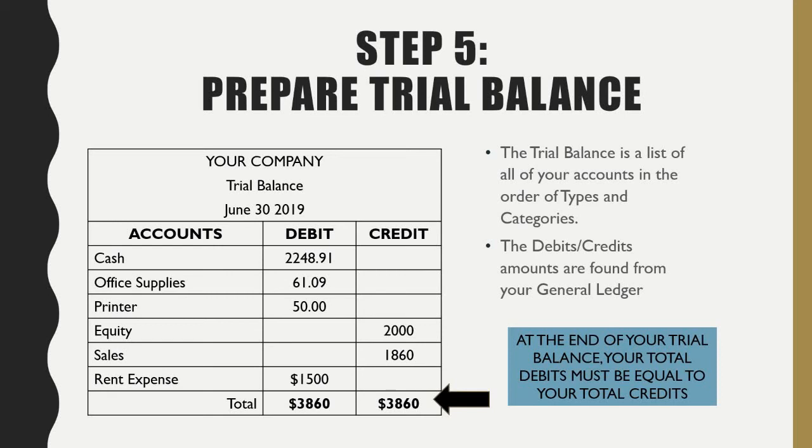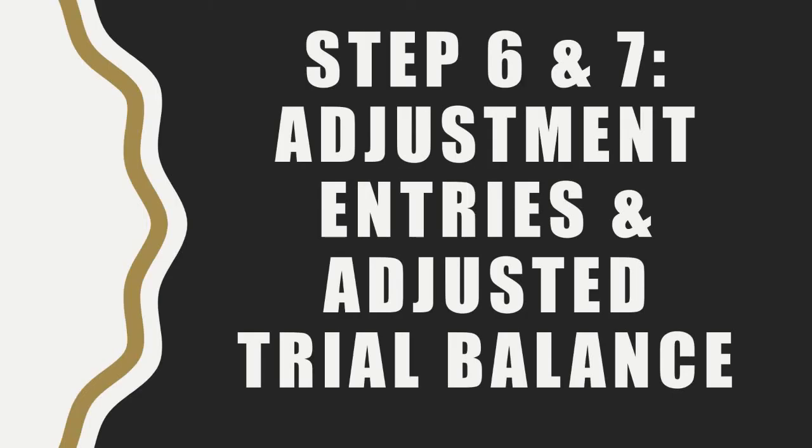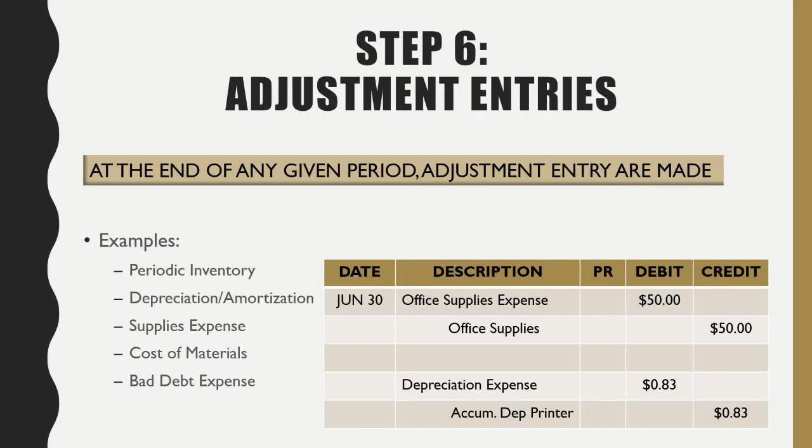So if we match at the end of the trial balance, which is our total debits matching our total credits, then we can go ahead and proceed to the next step, which is going to be step 6 and including step 7 as well. Step 6 is to do your adjustments.